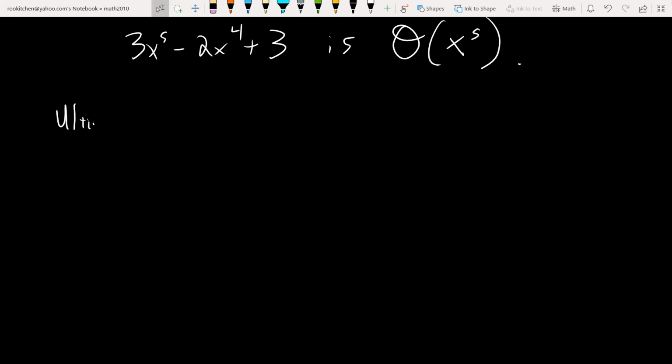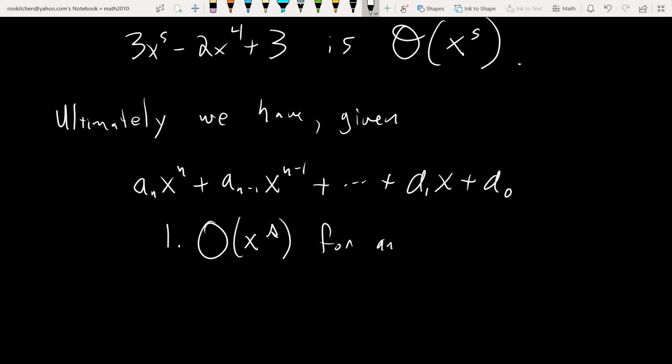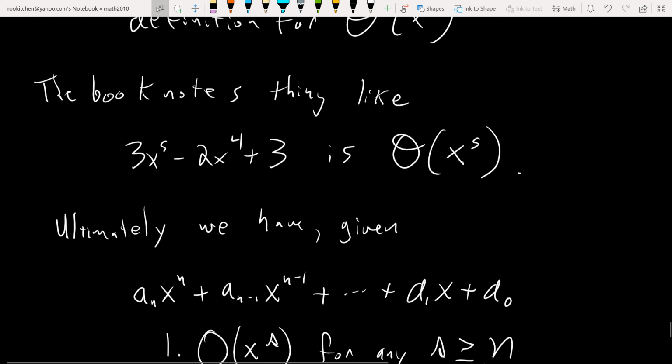So ultimately, we have the following for polynomial orders. Given a polynomial a sub n x to the n plus a sub n minus 1 x to the n minus 1 plus dot dot dot plus a sub 1 x plus a sub 0, first off, this thing is big O of x to the s for any s that is greater than or equal to n. So that's the bounded aboveness. For example, 3x to the 5th is big O of x to the 20th. It's big O of x to the 30th. It's big O of x to the 6th. It's big O of x to the 5th.